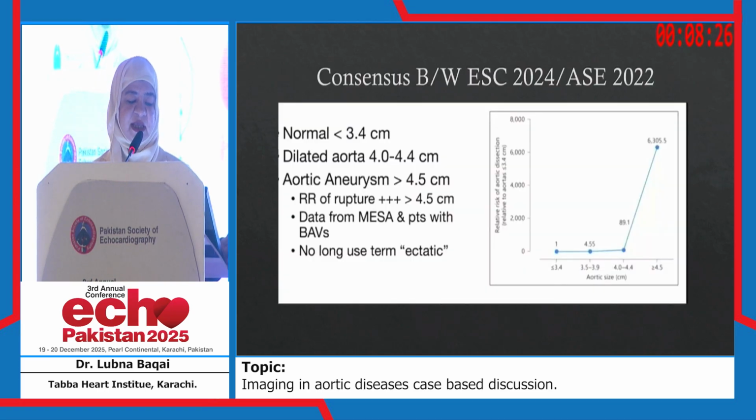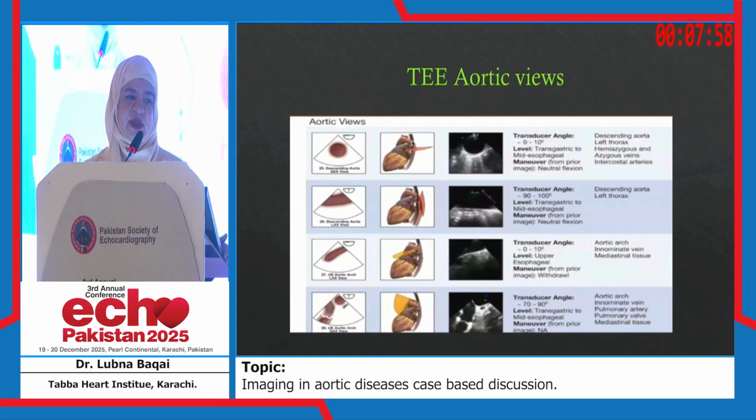Now there is a consensus: if you have ascending aorta measurements less than 34, then it's normal. If it is more than 40, then it is abnormally dilated. But in between these numbers, you must try to get the index value to accurately diagnose dilatation of the aorta. An aortic aneurysm is diagnosed as more than 45 millimeter, and the risk of rupture increases as the aorta becomes aneurysmally dilated.